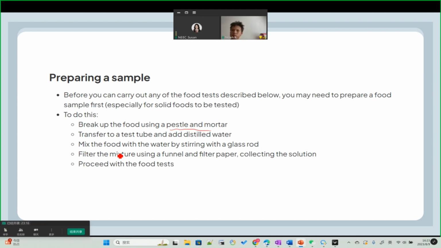And finally, you are going to filter the mixture in order to remove all the food that hasn't dissolved or hasn't been ground. And then after you get this pure solution, you can continue with the food test. Does that make sense? Yeah.